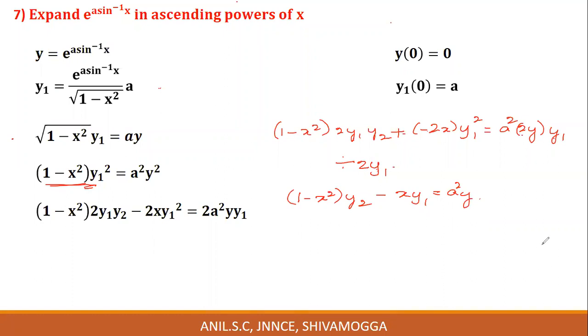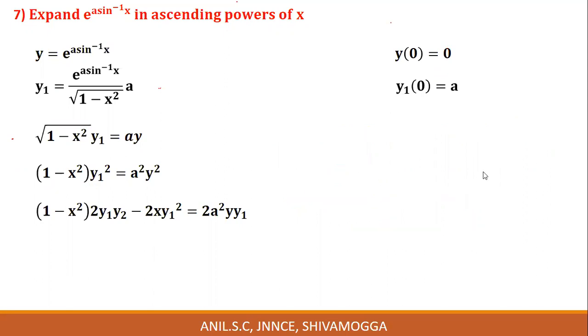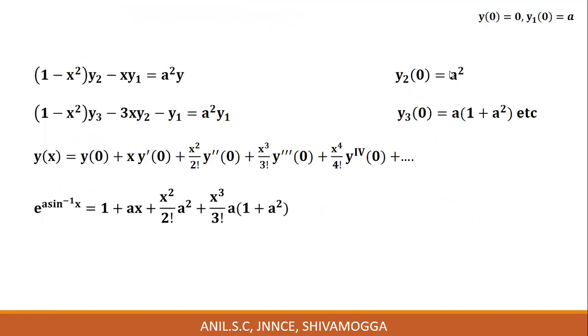Now put x is equal to 0. When x is equal to 0, this will be 1 minus 0 square, that is 1. 1 into y2 is y2, that means y2 of 0. Since x is equal to 0, x into y1 is also 0. This is equal to a square into y, and y is equal to 1. A square into 1 is a square. Therefore, y2 of 0 is equal to a square.